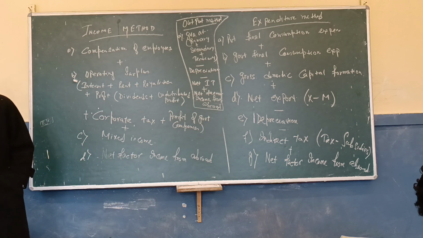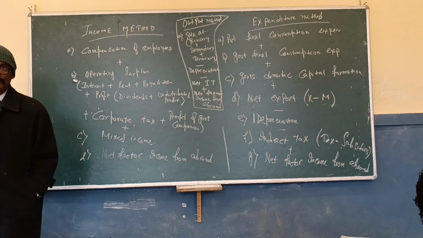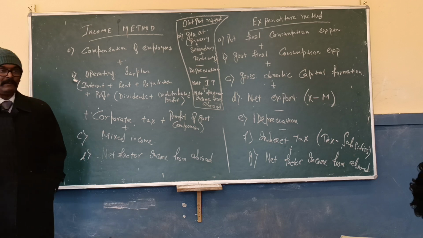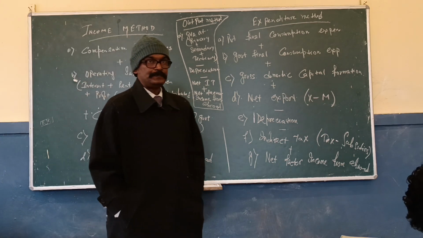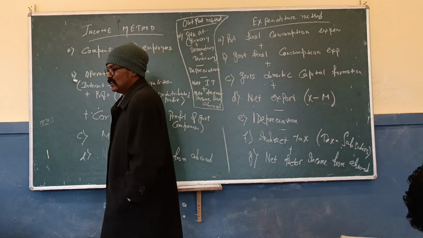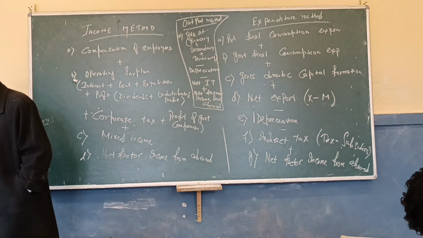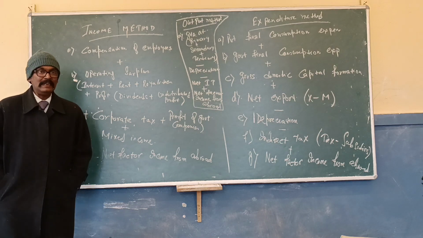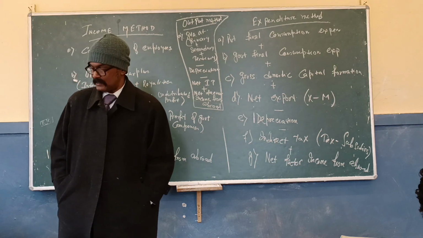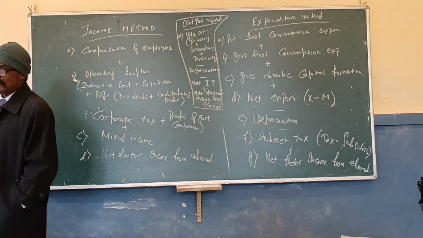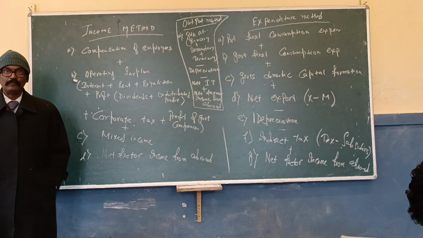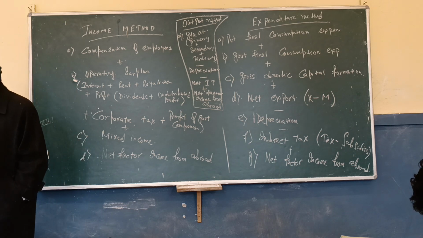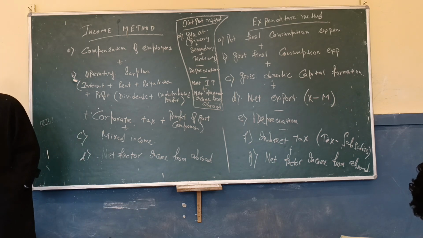Government final consumption expenditure 550. Third one, net factor income from abroad is minus 10. Next one, net export is minus 15. Net factor income from abroad is minus 10.